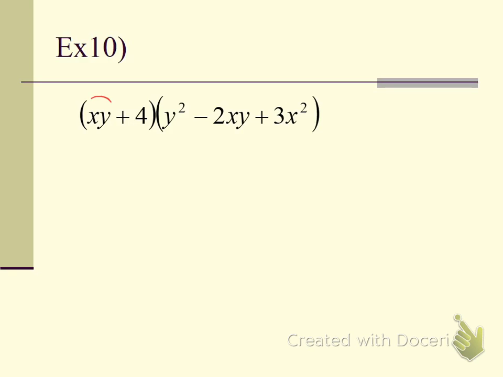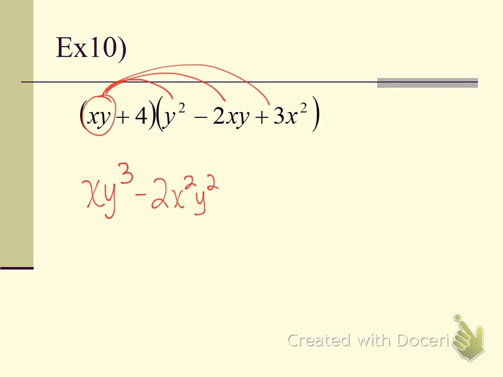On number 10, again, we've got multiple variables. Process stays the same. We're distributing xy to each term in the second set of parentheses. Xy times y squared is xy cubed. Xy times negative 2xy is negative 2x squared y squared. Xy times 3x squared is 3x cubed y. Questions before we move on to the next part?